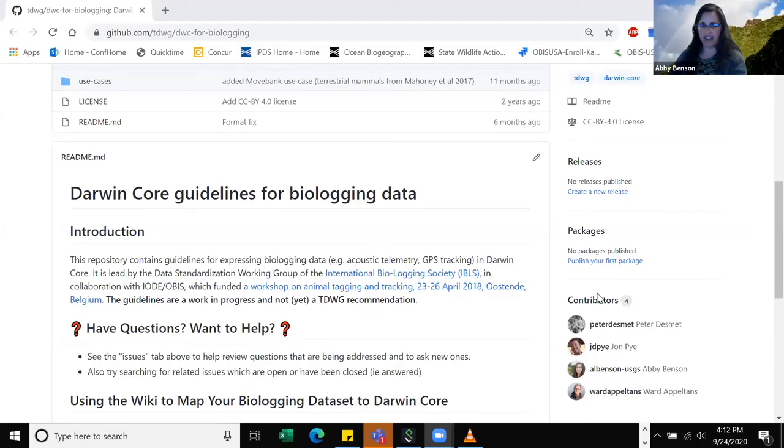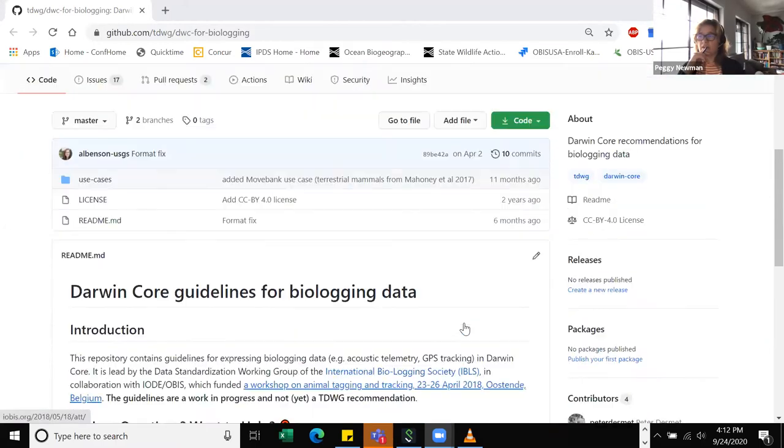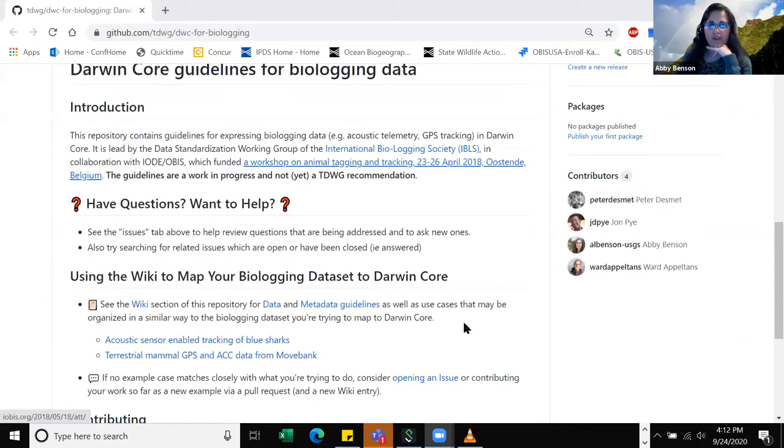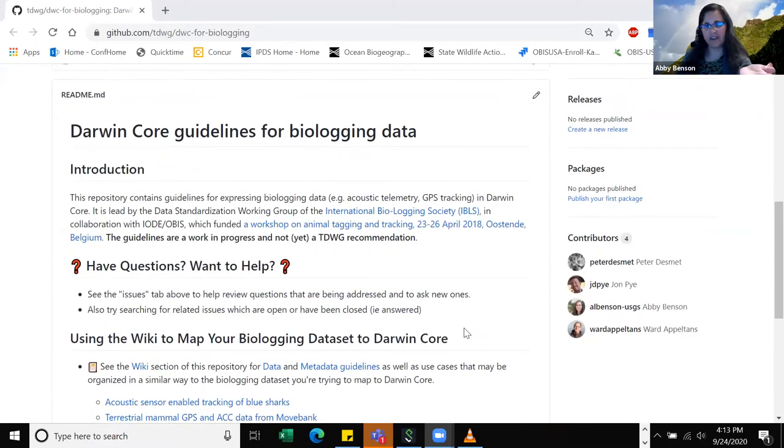Okay, can you guys see, is it big enough? I think that's good. That's good for me. Okay. So this is our GitHub space for biologging data. What I'm thinking is we would make a similar one for camera trap data.